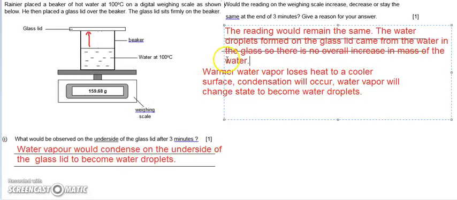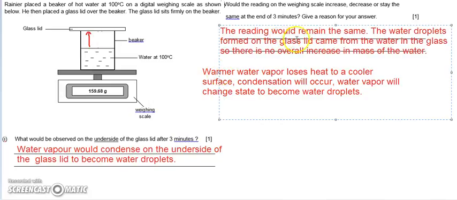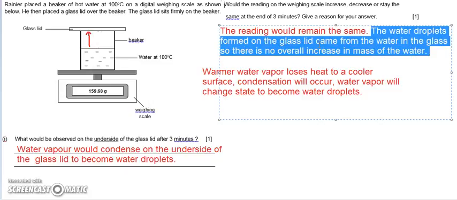Why? Because the water droplets formed on the glass lid came from the water in the glass, so there is no overall increase in mass of the water. You can also say that the reading would remain the same because this is quite a difficult sentence structure. If you want to simplify it, you just say the reading would remain the same.